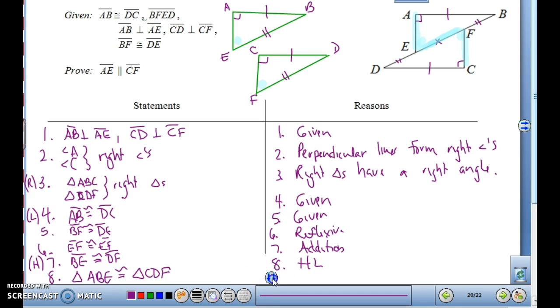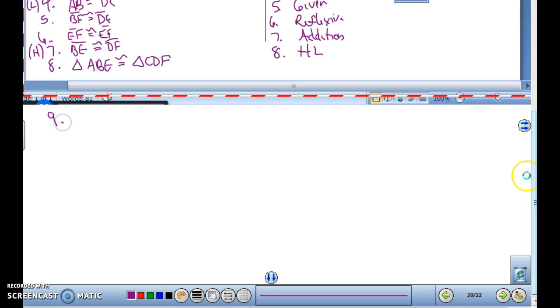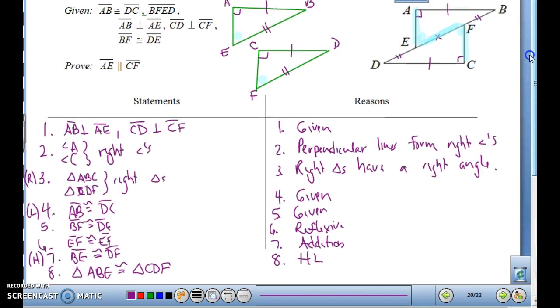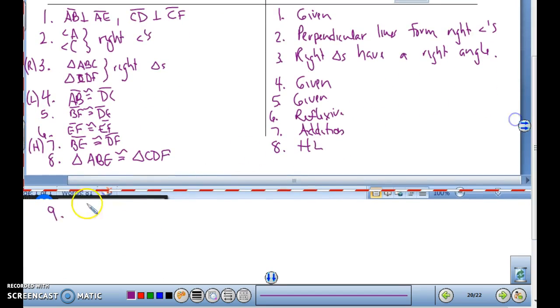So are they congruent? Yes, they are. So I would say angle, now you have to make sure you tell me which one that is, AEB is congruent to angle CFD. And why are they congruent? Because of CPCTC. Corresponding parts of congruent triangles are congruent. Now, since those angles are congruent, they are alternate interior angles. That means that AE is parallel to CF.